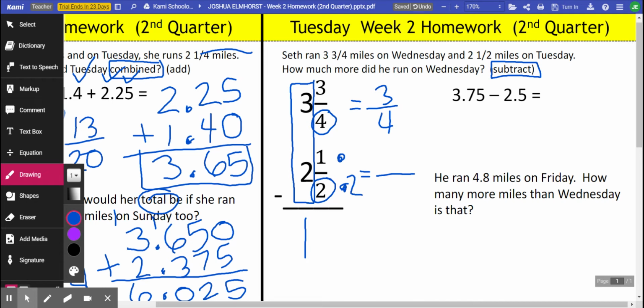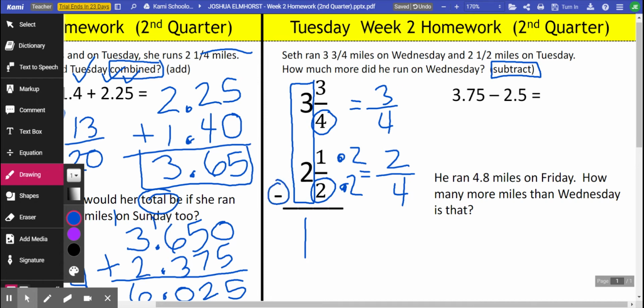So 2 times 2 would be 4. And then 1 times 2, make sure we multiply by the same factor. So that's going to be 2/4. So 3/4 minus 1/2 is the same as 3/4 minus 2/4.